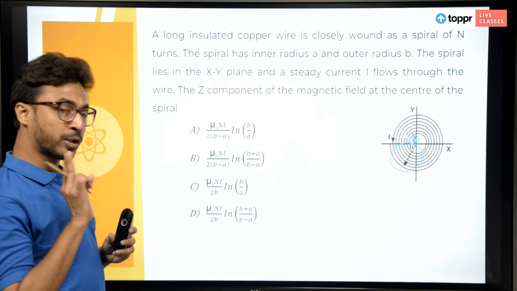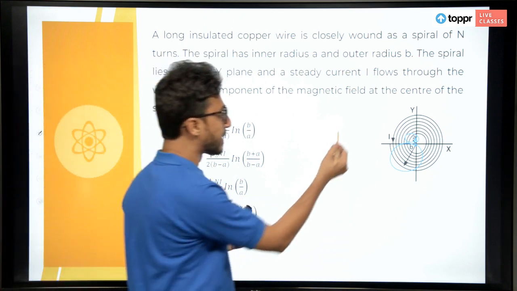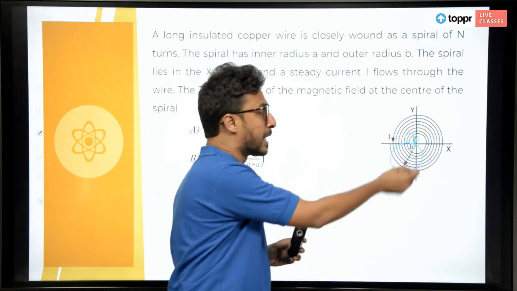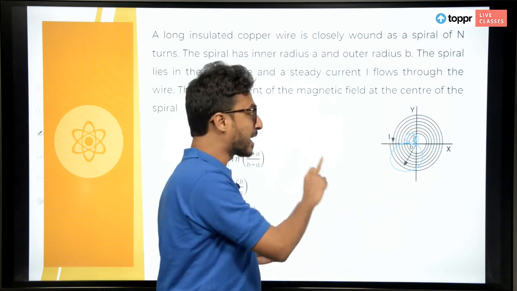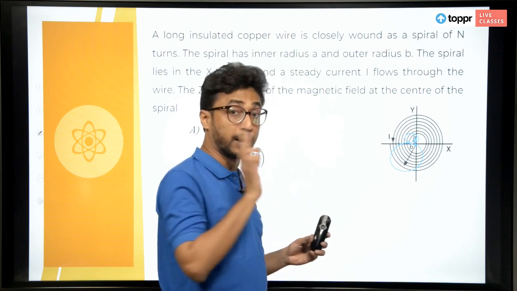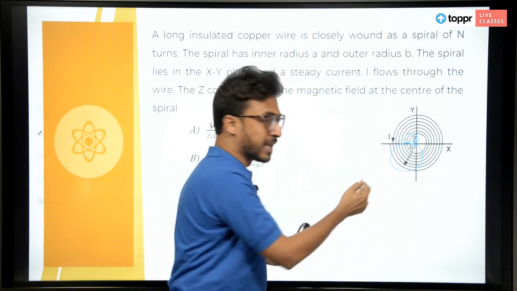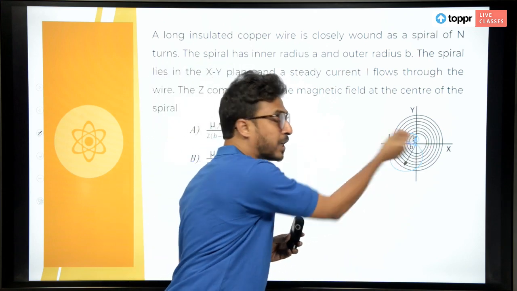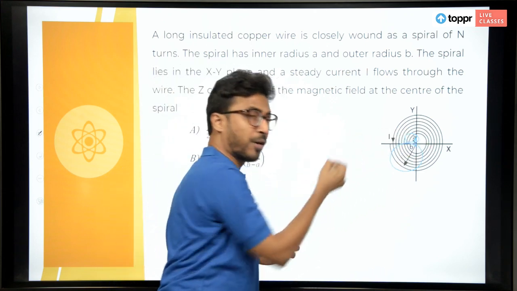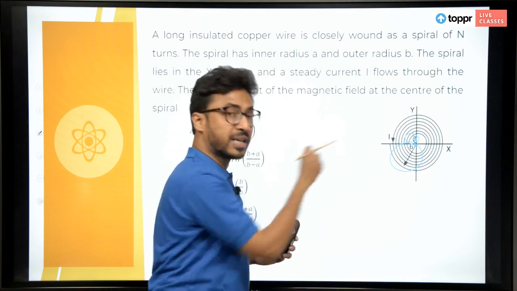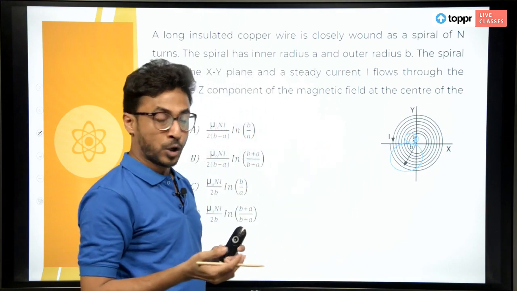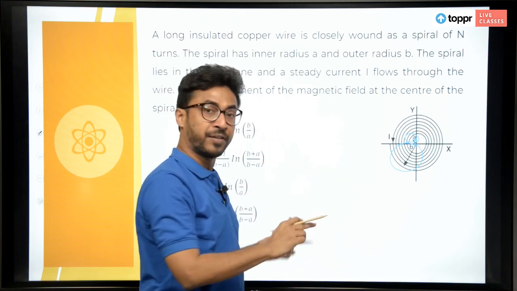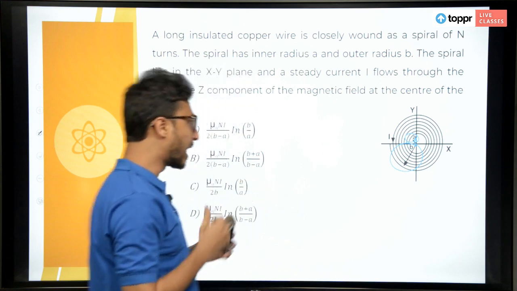Now, there are two things to observe. One is, as it is spiraling, it is nearly circular in shape, so we can use the formula of a circular coil. But as the radius is slowly increasing, the number of turns per unit radius is also varying. So, the formula for the circular ring to get the magnetic field will also be changing. Let us see how we can do that.